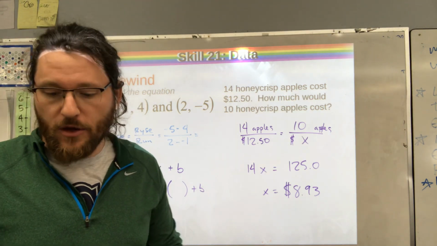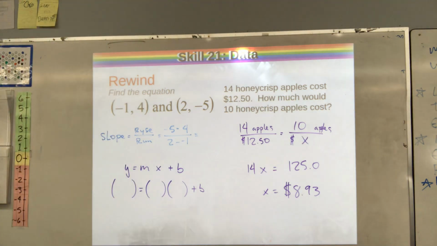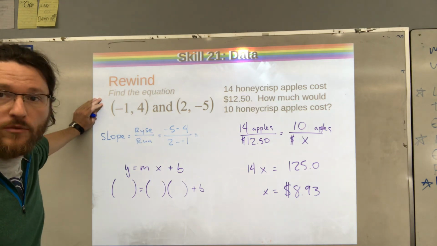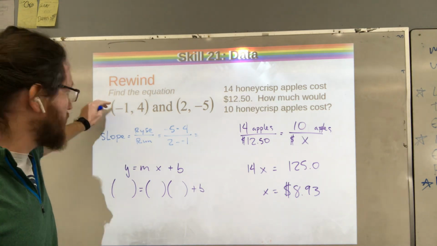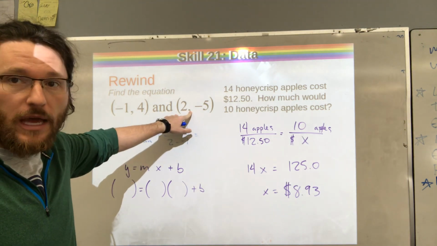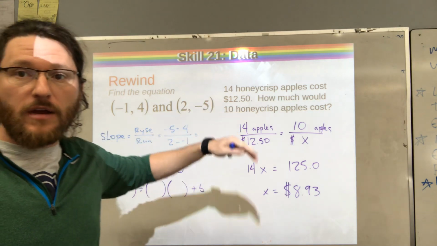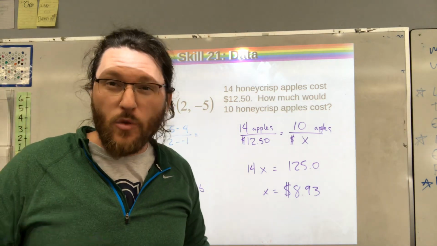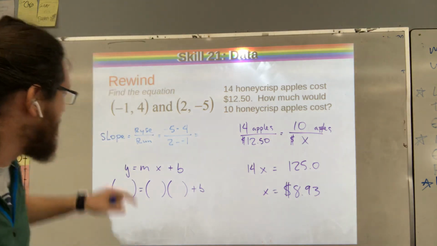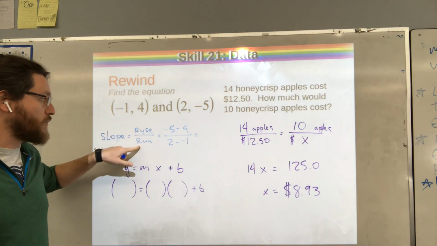I wanted to start today going over the rewind. For the first one, this goes all the way back to Skill 9. We're looking for the line that goes through these 2 points, okay? First thing we have to do is figure out what our slope, the rate of change, is, how steep the line is between them. Remember, slope is rise over run.